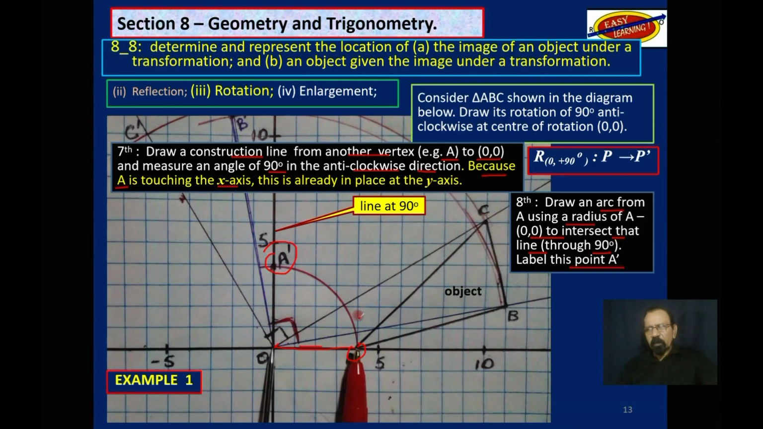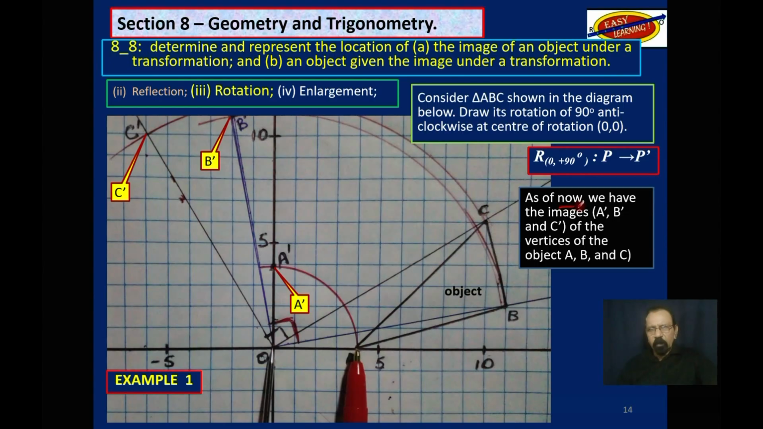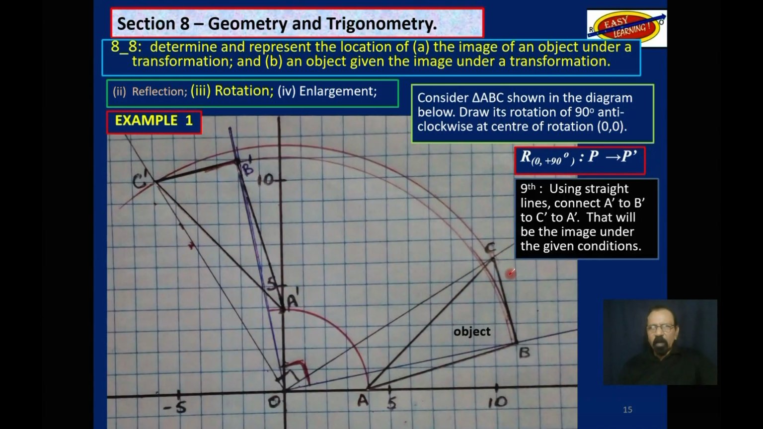So this arc here, A prime. As of now, we have the images A prime, B prime, and C prime of the vertices of the object A, B, and C. So A prime is the image of A, B prime is the image of B, C prime is the image of C. All we have to do now is, using straight lines, connect A prime to B prime to C prime and back to A prime.